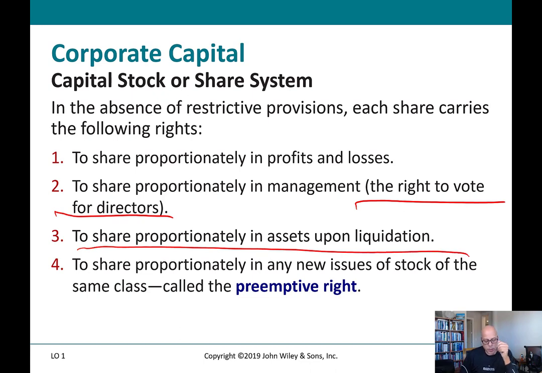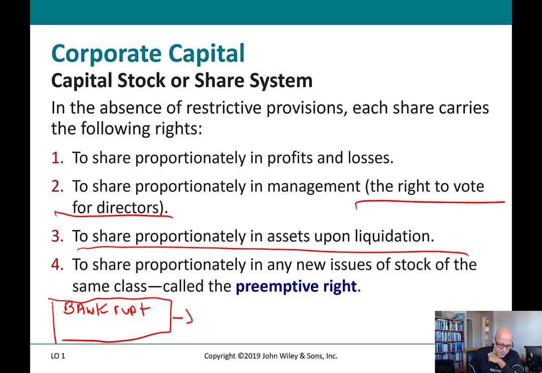Okay, so when we say share proportionately in assets upon liquidation, let's say, and I'm just going to do a little crude drawing down here, the company goes bankrupt. You start this corporation, they go bankrupt. Who gets in line? Well, the first people that get in line for distribution of assets, as assets get distributed, are going to be the accountants and the lawyers. They get paid first because they are the ones that figure out who gets what. So accountants and lawyers would get paid first to figure out who's going to get the distribution.